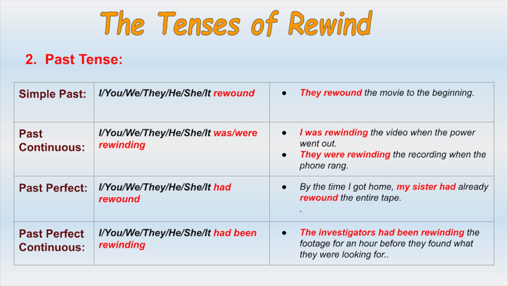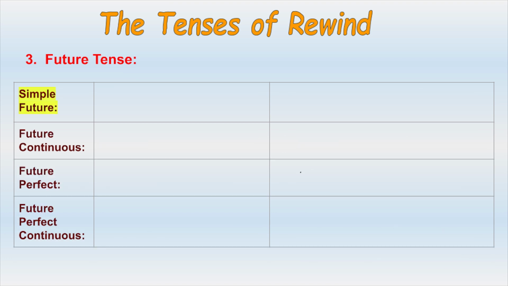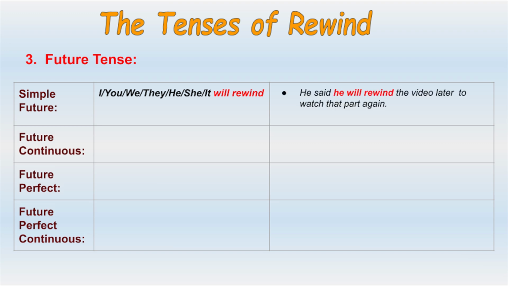And now for the future tenses. We have the simple future, future continuous, future perfect, and future perfect continuous. For simple future, I, you, we, they, he, she, it will rewind. For example, he said he will rewind the video later to watch that part again.